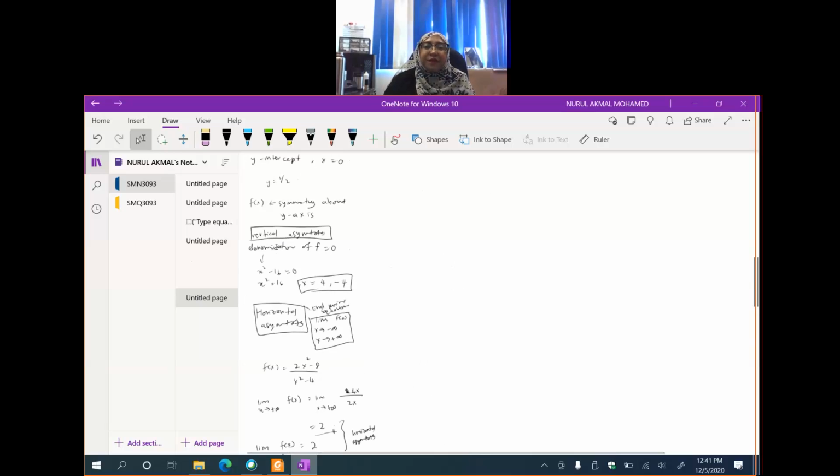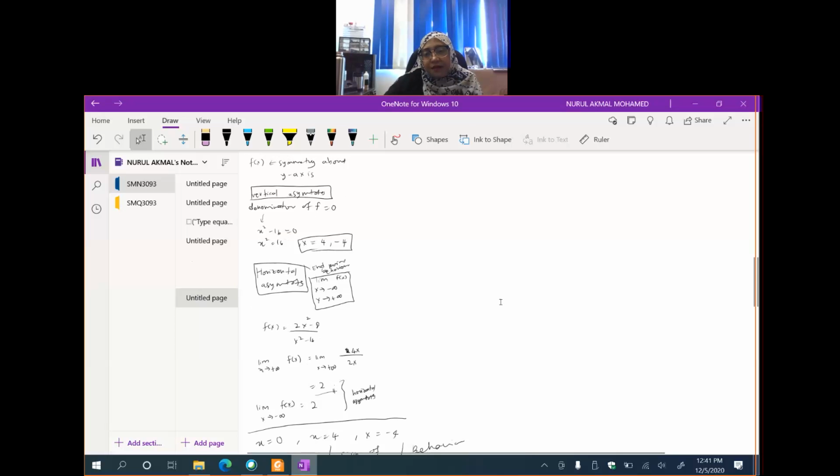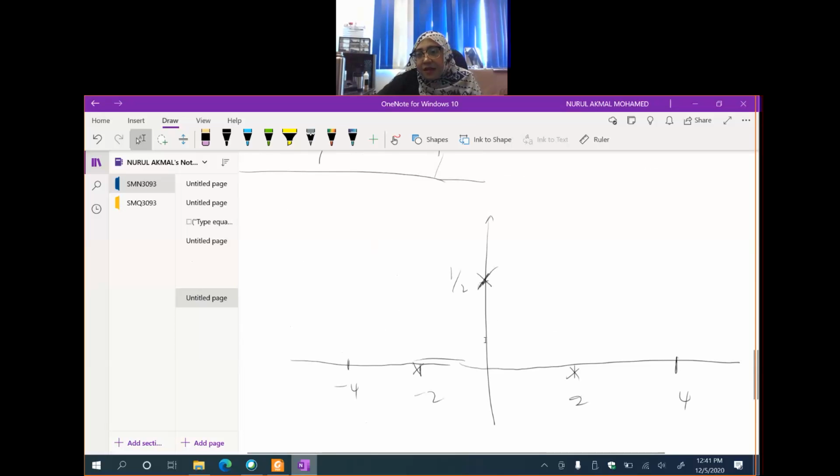What else? We have vertical asymptotes at x equal to 4 and x equal to -4. So vertical asymptotes means that you have to draw vertical lines. Okay, vertical lines, and here also we have a vertical line.